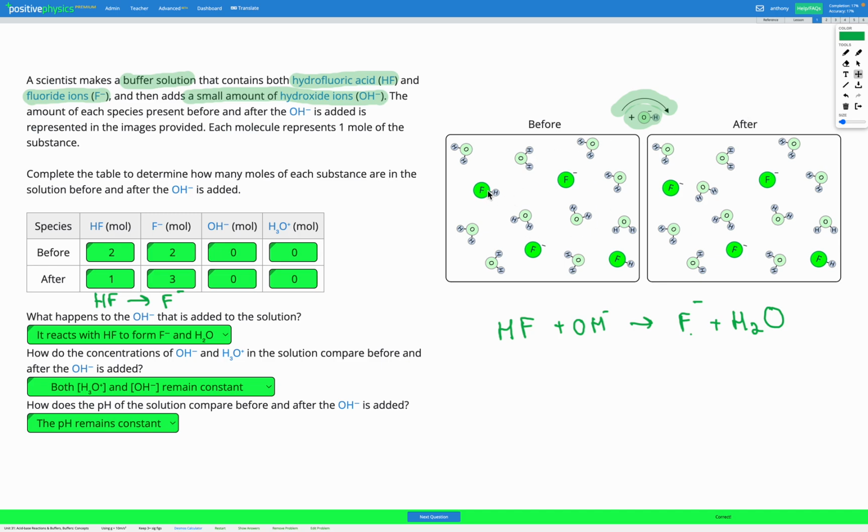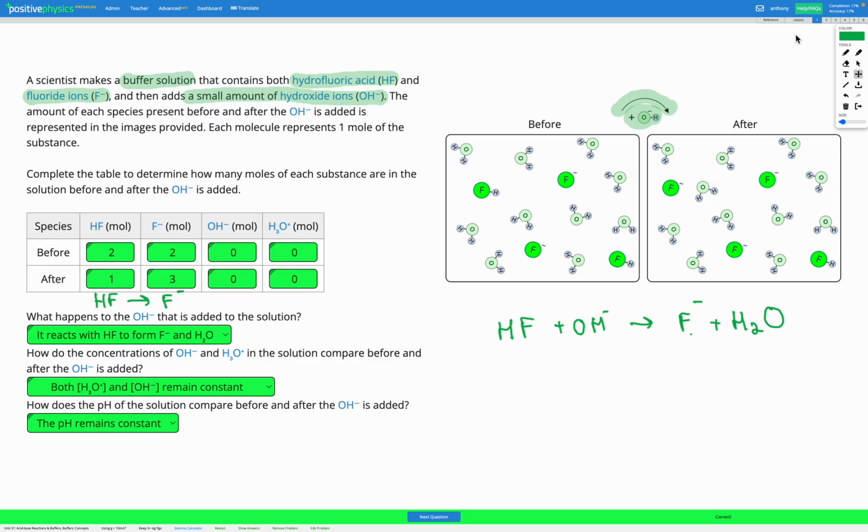So this is the idea of a buffer solution. In this one, we have an acid and its conjugate base both present in our solution. So when we added some OH- ions, some base, it reacted with our acid to form the conjugate base again. So instead of changing the pH of our solution, it just reacts with what we already have there to convert between the acid and the conjugate base and produce water.